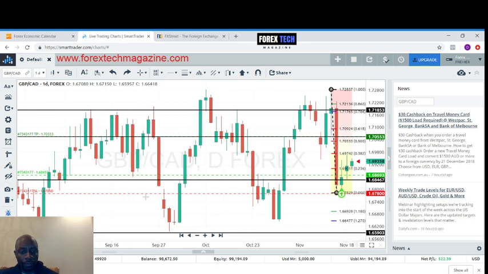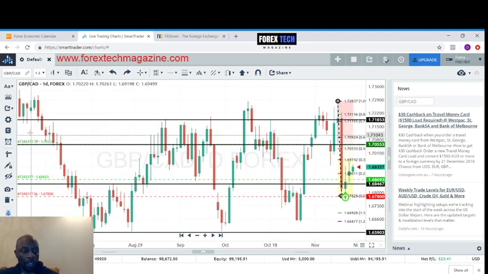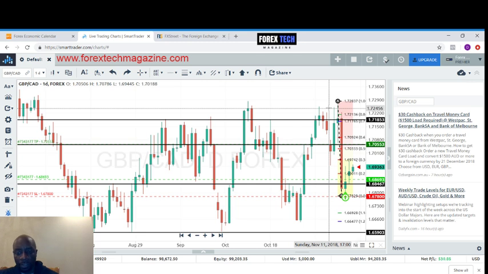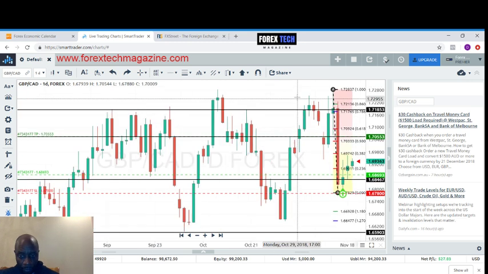And if you notice, once again, right, the currency pair is coming down to these major levels of support, going back up to major levels of resistance, coming down to support, going up to resistance, coming down to support, going up to resistance.